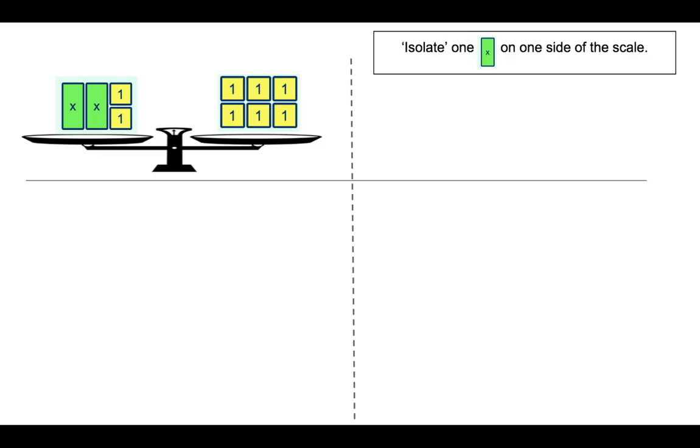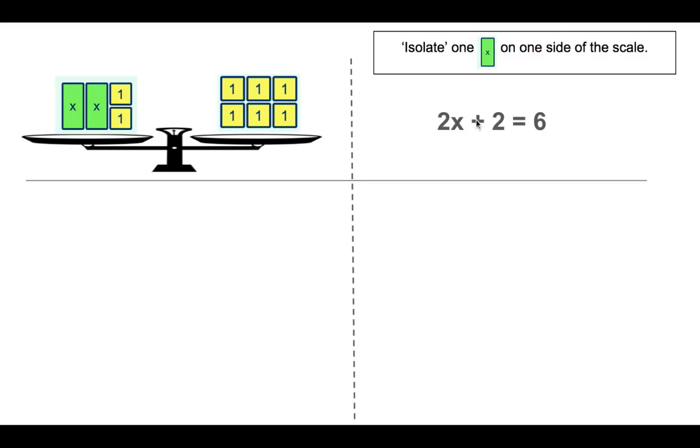This time we're going to use x's and numbers. So I have x's and numbers on one side, and on the other side I just have numbers. And your goal is to isolate so that we just have one x on one side of the scale. The good news here is that we already have all of our x's on one side. But again, we want to get x all by itself. So there's just one x left here.